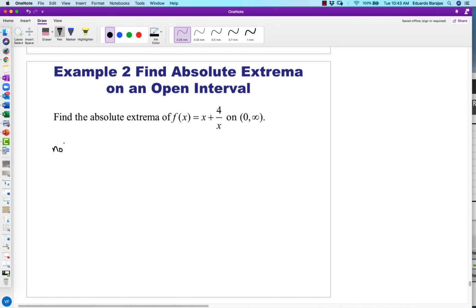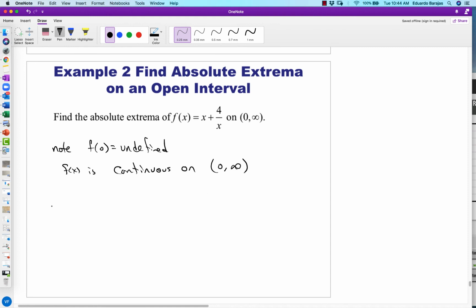So note, f of 0 is undefined, right? Because we're going to be dividing by 0. But that's okay because 0 is not in the domain, right? This is strictly greater than 0, so we're okay. So f of x is continuous on the interval from 0 to infinity.